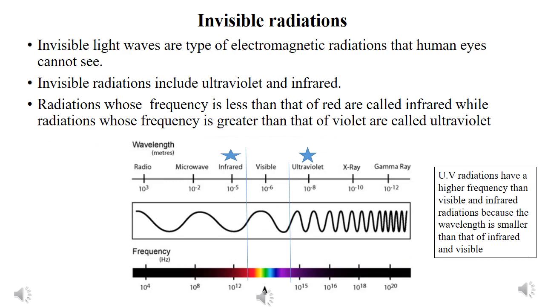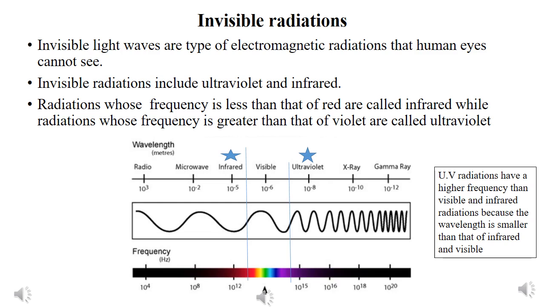What are invisible radiations? Invisible light waves are a type of electromagnetic radiations that human eyes cannot see. Invisible radiations include ultraviolet and infrared. Radiations whose frequency is less than that of red are called infrared. So frequencies less than 4 × 10^14 are called infrared, while radiations whose frequency is greater than that of violet are called ultraviolet. Greater than 7.5 × 10^14 are called ultraviolet.